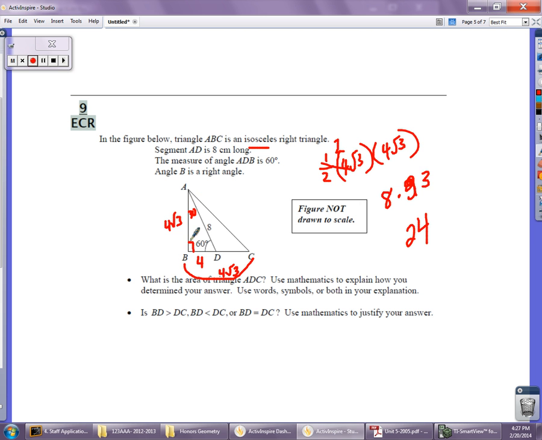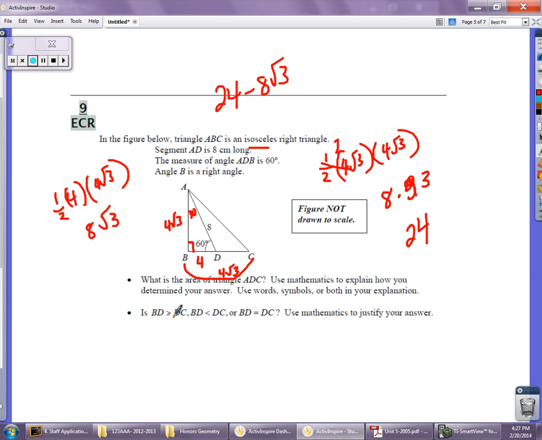Now the area of this small triangle right here would be 1/2 the base, which is now only 4, times 4 root 3. So you get 8 root 3 as this small triangle's area. So the area of ADC would be 24 minus 8 root 3. And you could get an estimated answer as well.